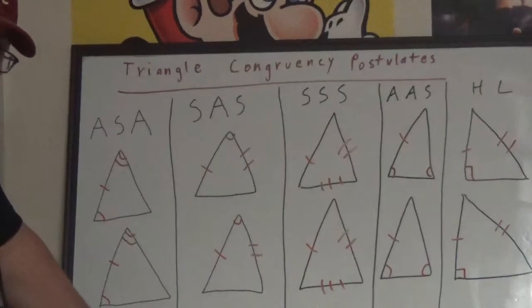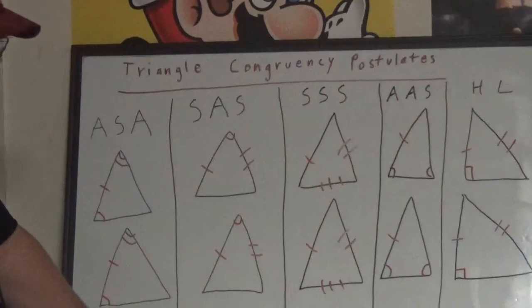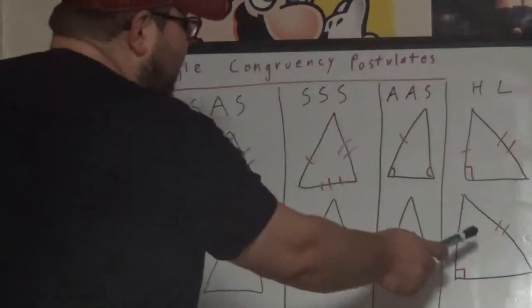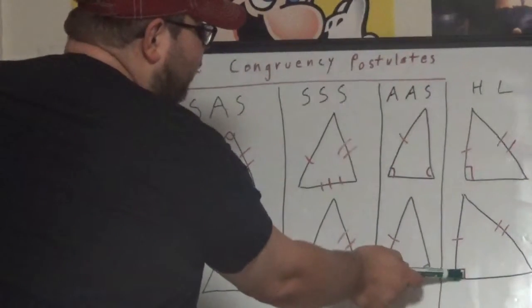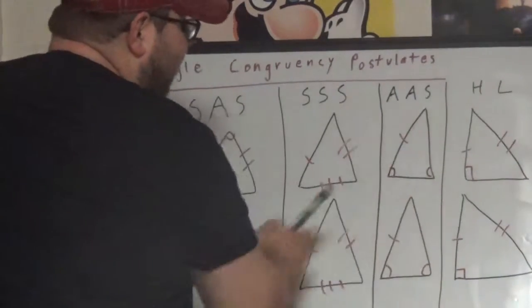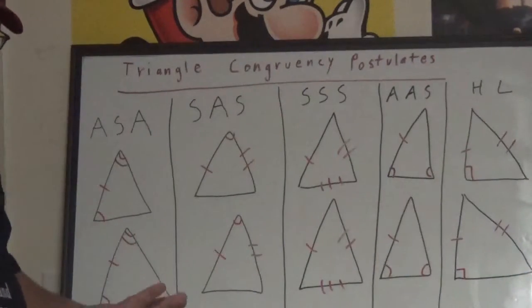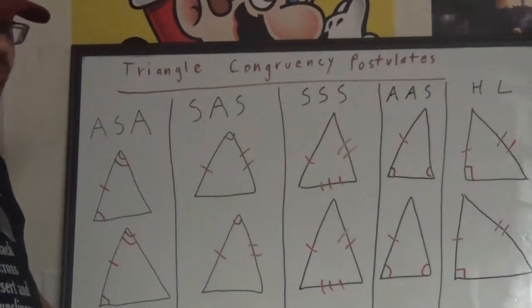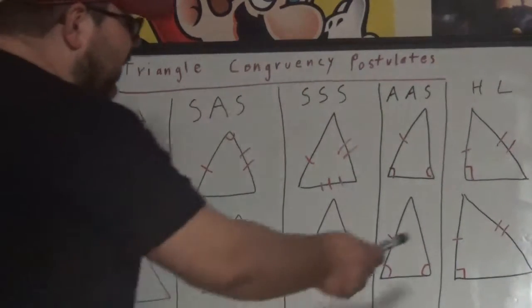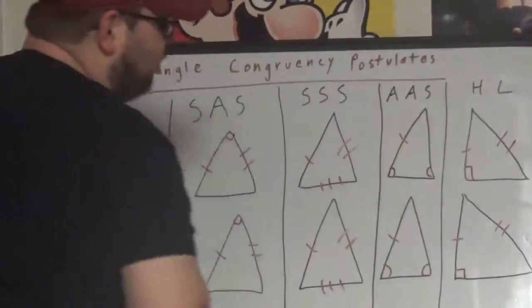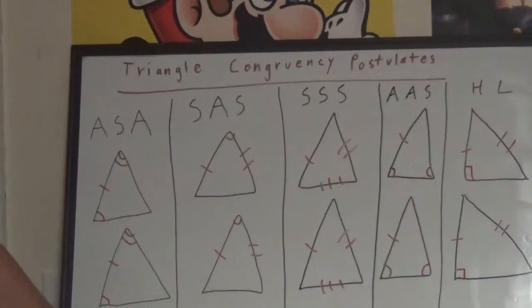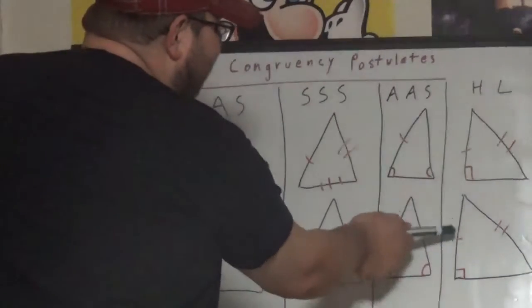I'll talk about this more when we get into the trig functions and rules of right triangles. So, in this case, we know we have an angle that's 90 degrees. That's the angle on this one. And then we have HL. H is hypotenuse again. It means that our hypotenuses are the same. L is leg, so hypotenuse leg. It means that we have one leg that is the same.